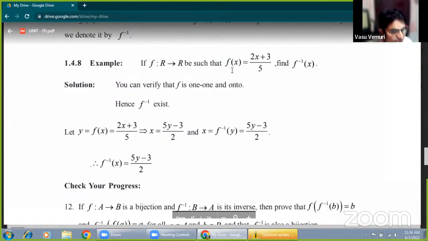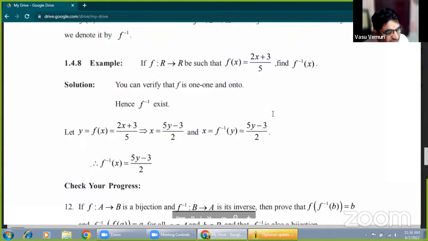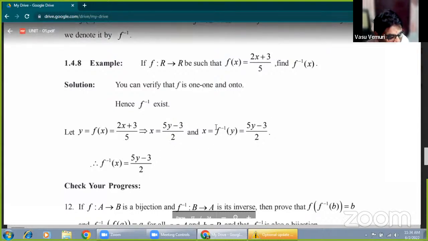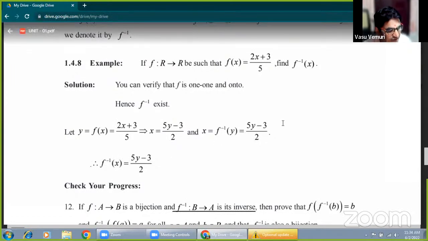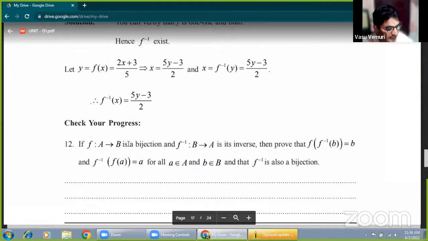According to the relation, f of x equals y, so (2x plus 3) by 5 equal to y. Cross multiplication gives 5y: 2x plus 3 equal to 5y, and 2x equal to 5y minus 3, so x equal to (5y minus 3) by 2. That is the inverse value. Now f inverse of y means f inverse of x. f of x equal to y and y equal to f inverse of x. That's why f inverse of x equals (5y minus 3) by 2. That is the main result.